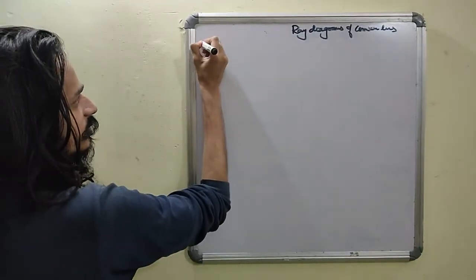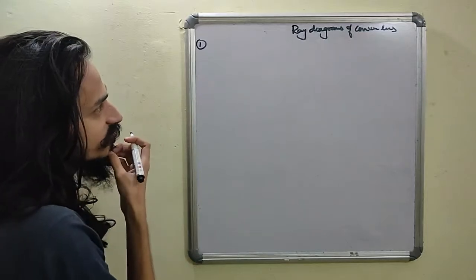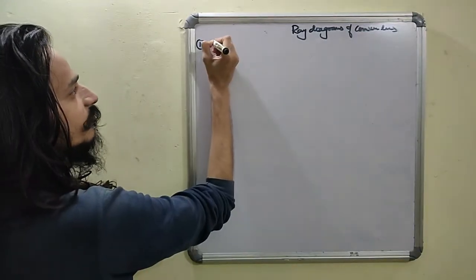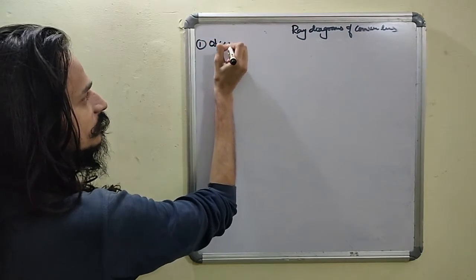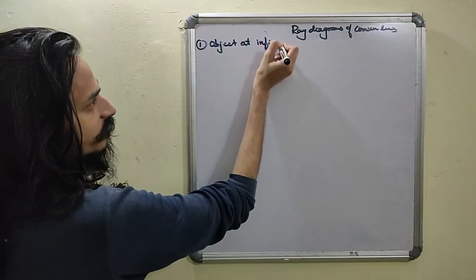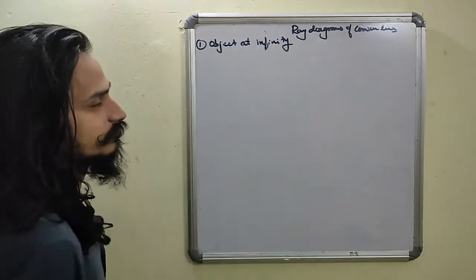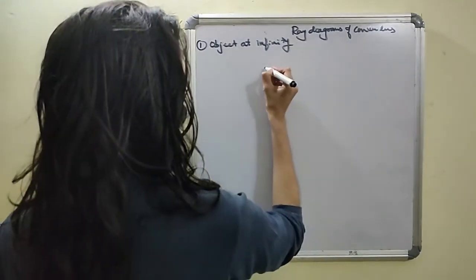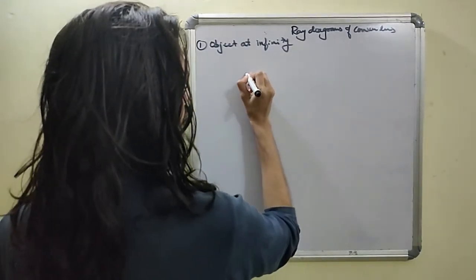Now the first diagram is quite simple. It's something we have already seen. What if my object is at infinity? By infinity, we simply mean it's very far. Like the sun is at infinity from us, or just really far from the lens.